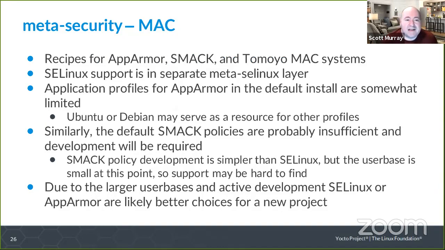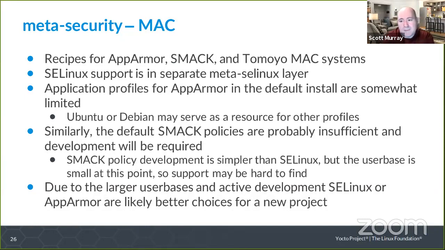So meta-security has mandatory access control recipes: AppArmor and SMACK, and I think the tooling you require to use Tomoyo. SELinux is in the separate meta-selinux layer. Just a quick run through these. For AppArmor, the application profiles you get when you build the defaults are limited, there are not a lot of profiles. So if you're actually using AppArmor in a product, you're going to have to write a profile or look for one in Ubuntu or Debian for a particular server. That's something you have to keep in mind.